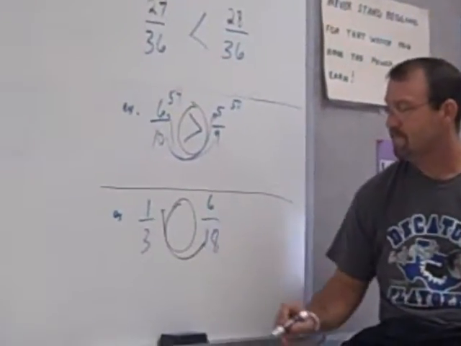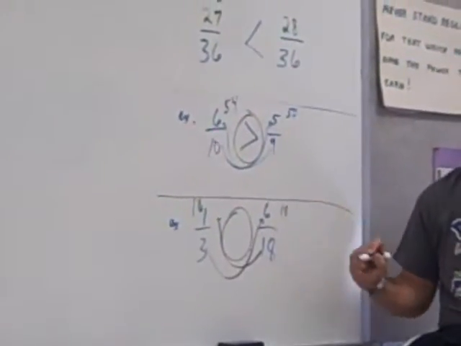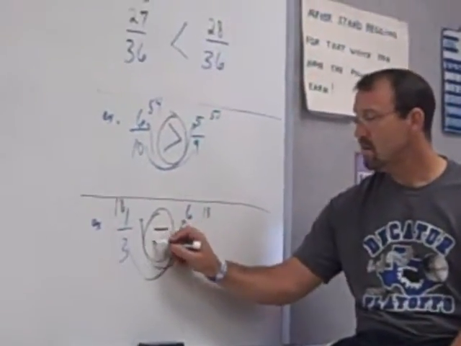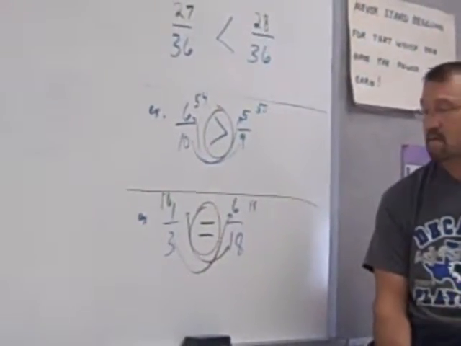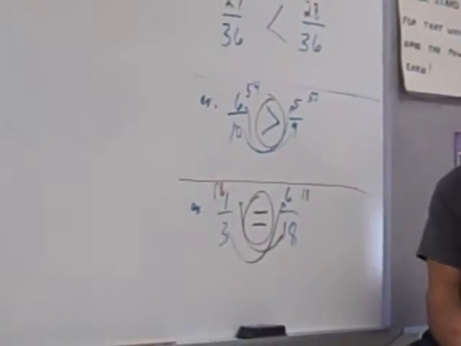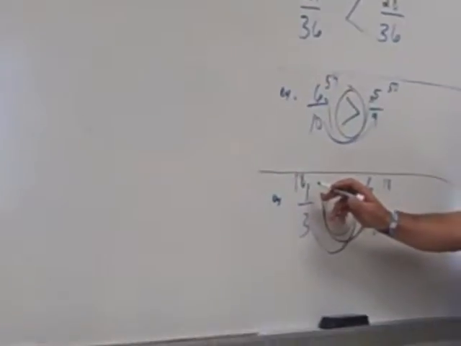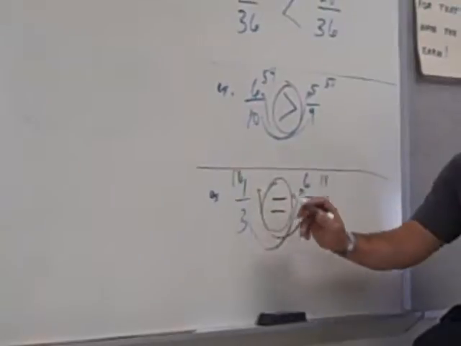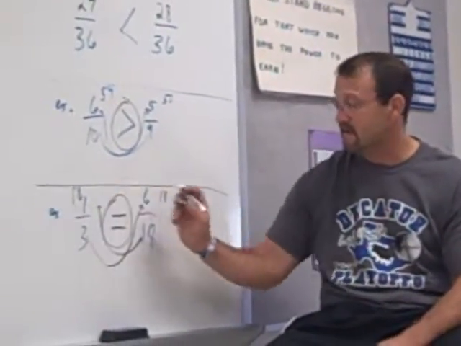18 times 1, 18. 3 times 6 equals? 18 and 18. Those must equal each other. 18. 3 times 6. 18. What about the 18?